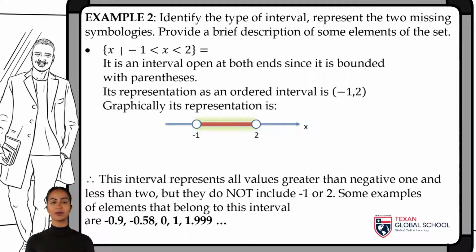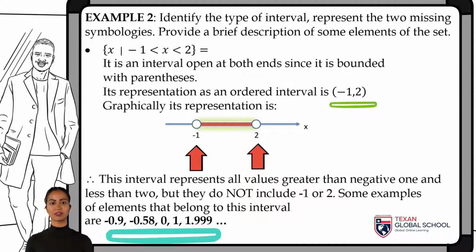In the second example, we can see an open interval since the set by comprehension uses the symbols greater than and less than. Its representation as an ordered interval and its graph represent all values greater than -1 and less than 2, but they do not include -1 or 2. Some examples of elements that belong to this interval are -0.9, -0.58, 0, 1, 1.999.